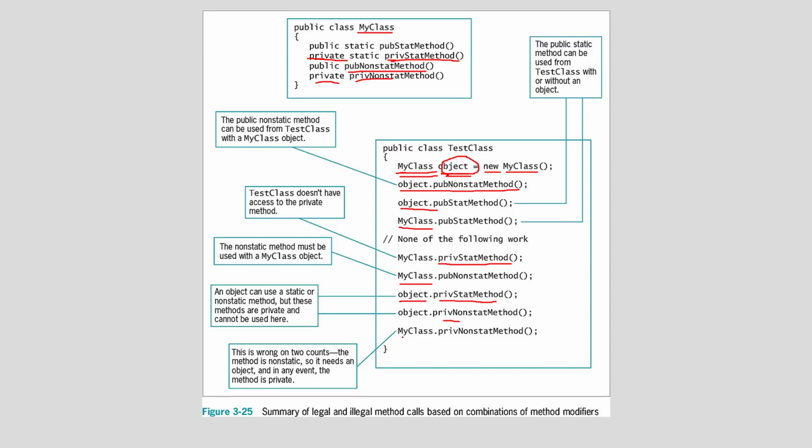The last one is myClass.privNonStatMethod. privNonStatMethod is private. Okay? The first place, it's private. Therefore, it's not accessible outside this class, my class. Okay?